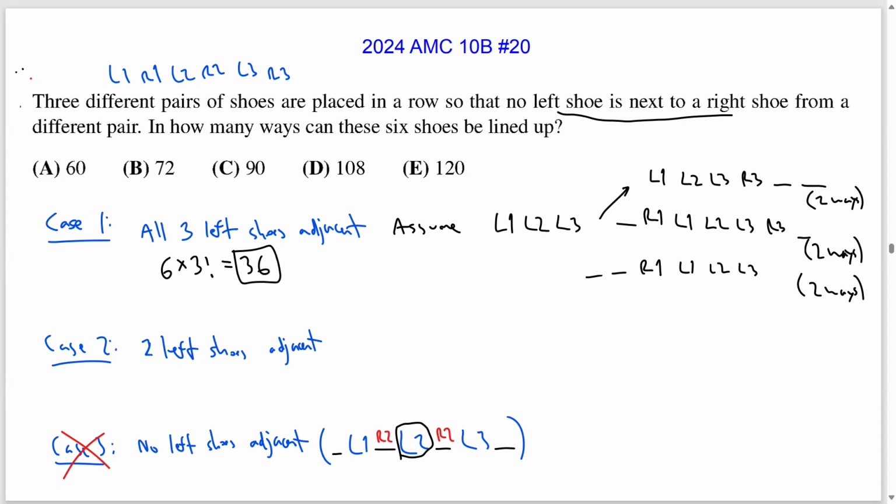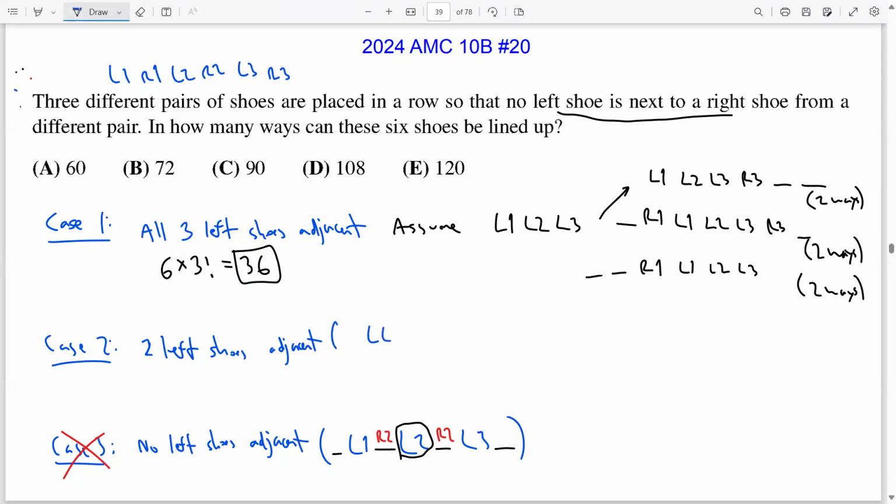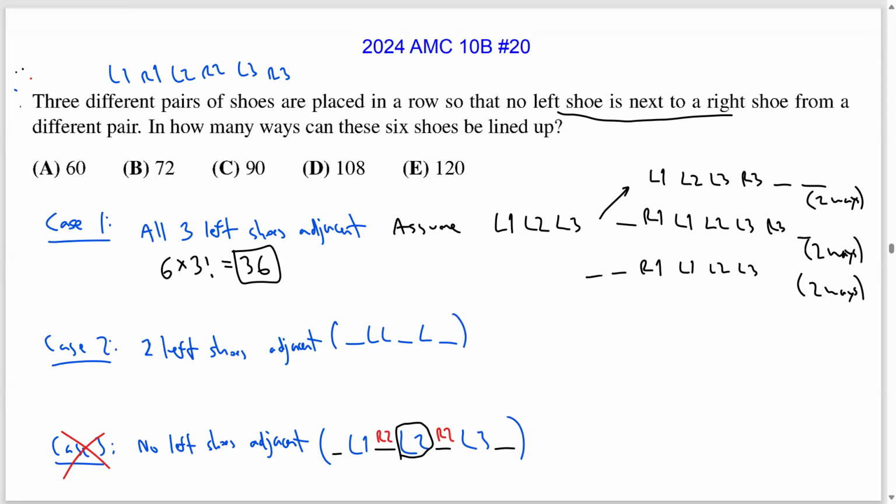Now for case 2, if I have exactly 2 left shoes that are adjacent, then what needs to happen is that I need to have 2 left shoes with some right shoes in between, and then a third left shoe. Now I can possibly have right shoes on either end, but most importantly, I need to have at least one right shoe in between the 2 groups of left shoes. It's also worth noting that I can also have the pair of left shoes on the right, like so.